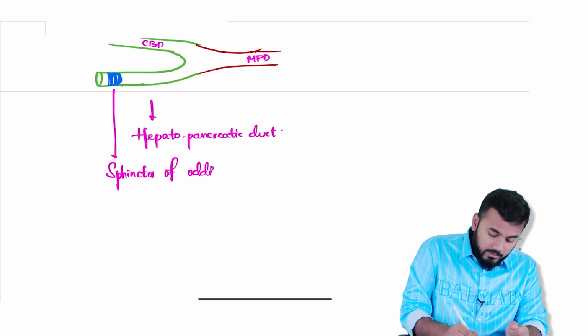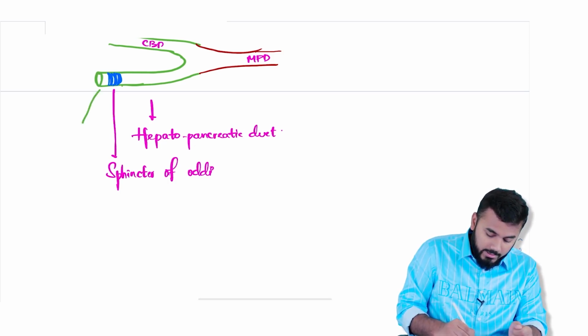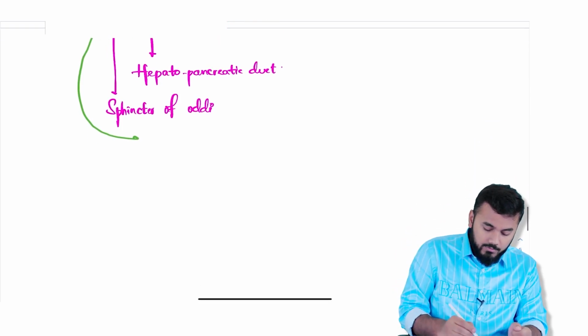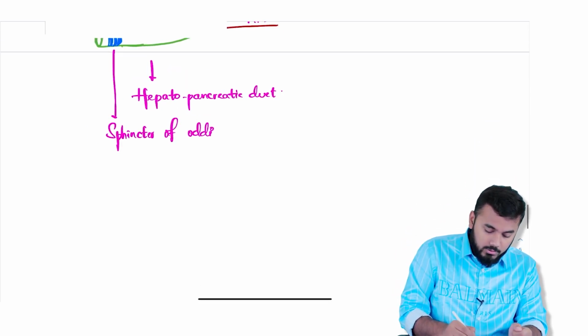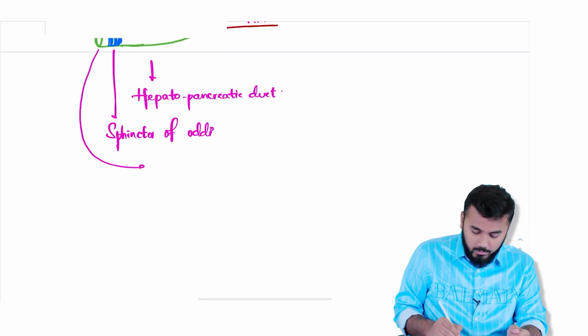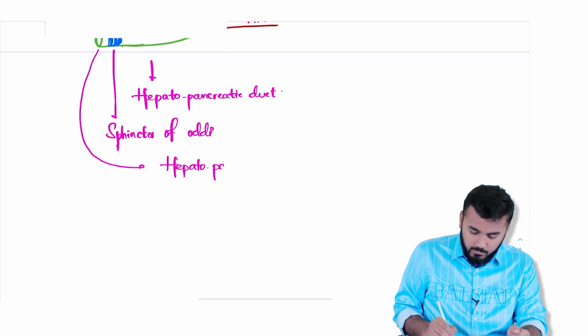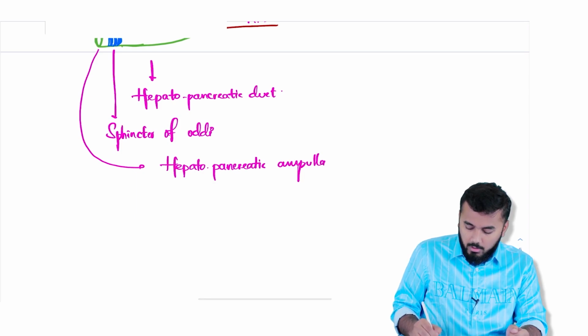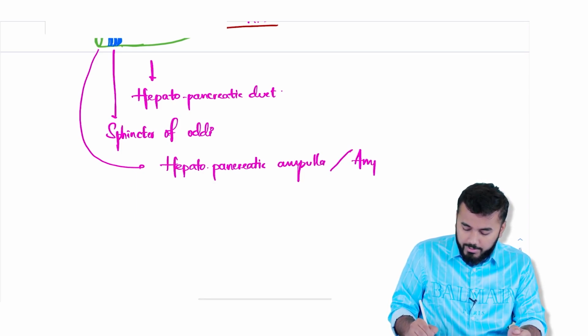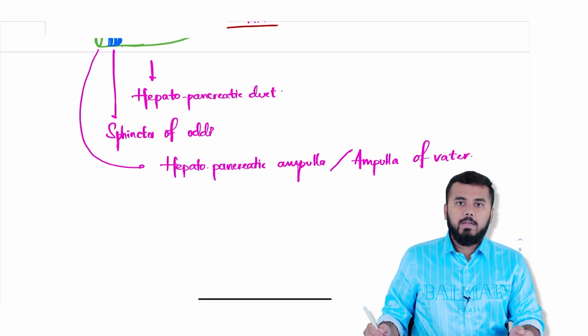And this opening is called the hepatopancreatic ampulla. What is the name of this opening, guys? The opening is called the hepatopancreatic ampulla, or we also call it the ampulla of Vater. Ampulla of Vater or hepatopancreatic ampulla.